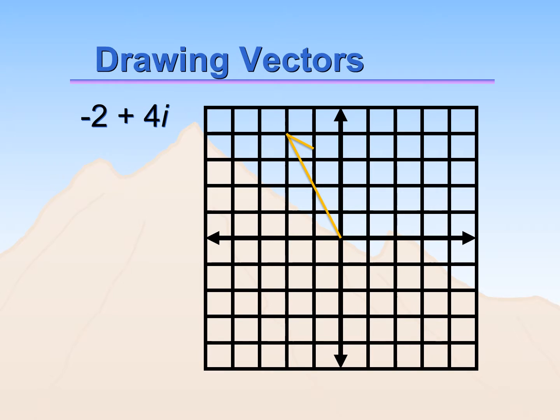Now we have negative 2 plus 4i. So there's no initial point given, so we'll assume that it's the origin. Then we'll locate our terminal point. So we'll go left 2 for the negative 2, and we'll go up 4 for the plus 4i. And right here is going to be our terminal point. So we'll connect our initial point with our terminal point, and then draw a half arrow to complete the vector.